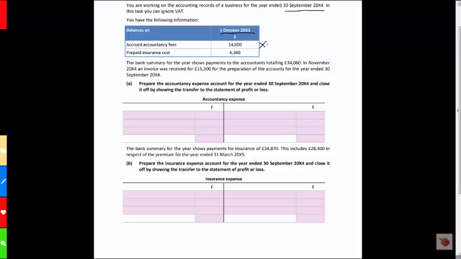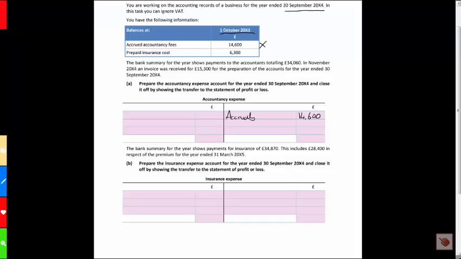So at the beginning of the year, we're going to reverse that accrual. So we'll debit accruals to get rid of the liability and we'll credit the accountancy expense with £14,600. Because although we're going to pay the bill in this year, we don't want the expense in this year. Remember, the payment will be a debit in the expense account, so this credit will reduce the expense.